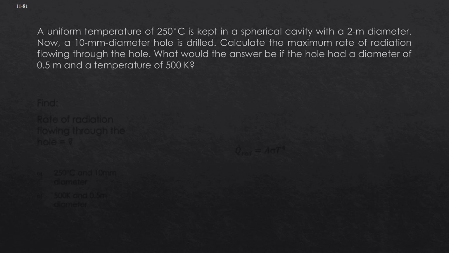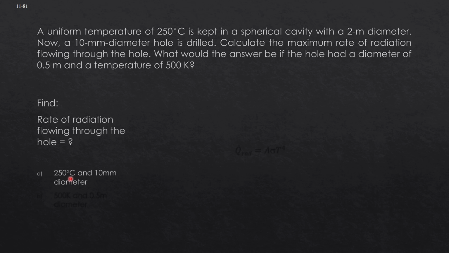And what would the answer be if the hole had a diameter of 0.5 meters and a temperature of 500 Kelvin? So what we are going to calculate in this problem is the rate of radiation flowing through the hole in A, 250 degrees Celsius and 10 millimeter diameter, and B, 500 Kelvin and 0.5 meter diameter.